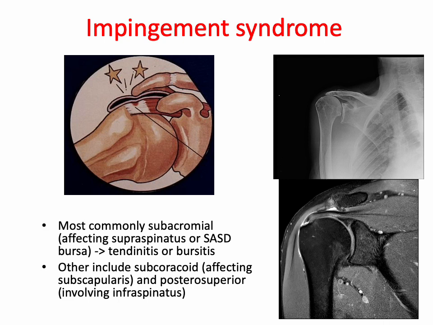Most commonly it affects the subacromial space, which can lead to tendinitis or bursitis, but can also be subcoracoid, affecting the subscapularis, or posterior superior, involving the infraspinatus.